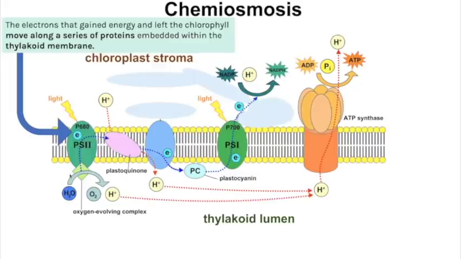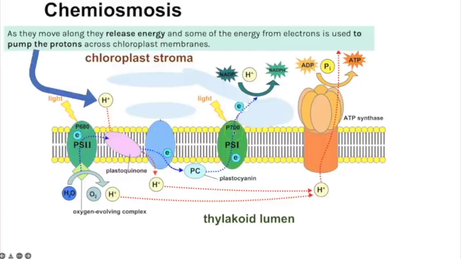So let's have a look at chemiosmosis then, because this then links it all together for the light-dependent reactions. So we've said that the electrons gain energy from the chlorophyll, will be released from the chlorophyll. What happens is those electrons move along a series of proteins embedded within the thylakoid membrane. And as those electrons move along the proteins, they release energy.